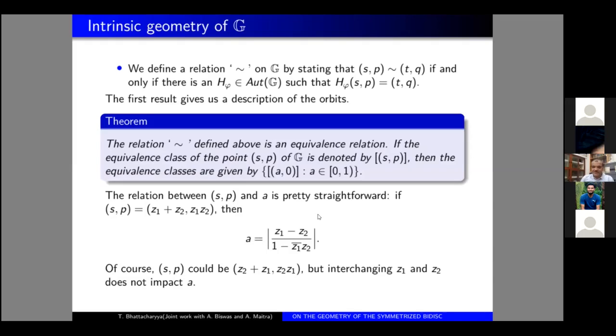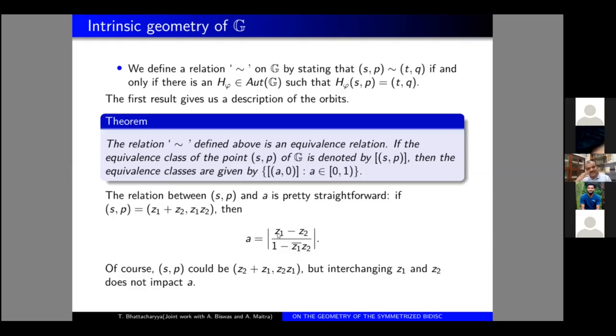Okay. So what we do is look at the last bit of the slide first. You take a point SP and write it as (Z1 plus Z2, Z1 Z2), and simply consider A equal to the modulus of (Z1 minus Z2) by (1 minus Z1 bar Z2). It doesn't matter whether you interchange Z1 and Z2. So the symmetrization map is of course a 2-to-1 map. You can interchange Z1 and Z2, and interchanging them does not change A. So this A is between 0 and 1, closed at 0, open at 1.